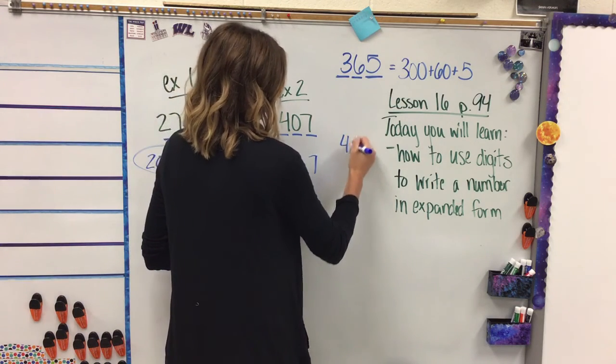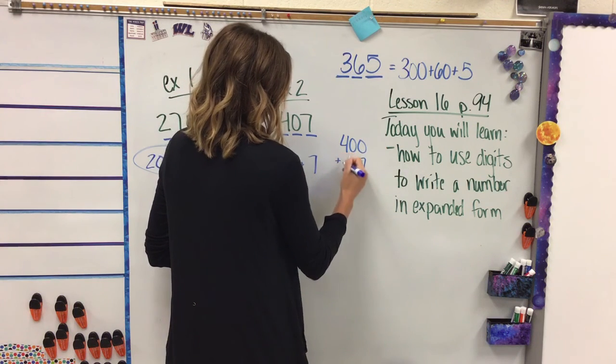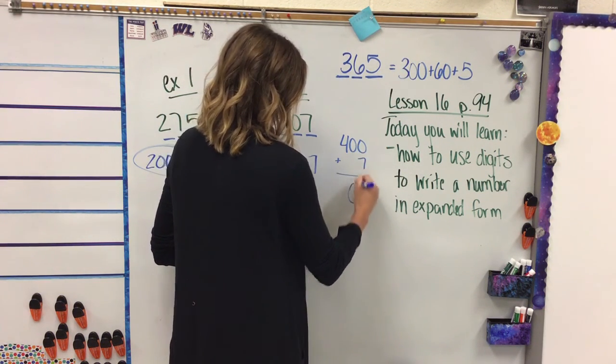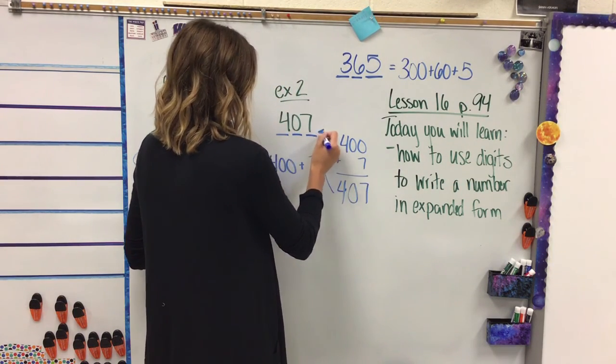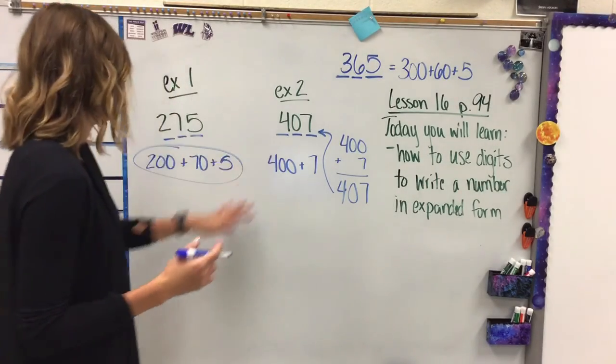Notice if I stacked them up and add those. 400 plus 7. 0 plus 7 is 7. 0 plus nothing is 0. 4 plus nothing is 4. I still get 407. Right, so I'm getting the same answer. When I add these up, I should get the same thing.